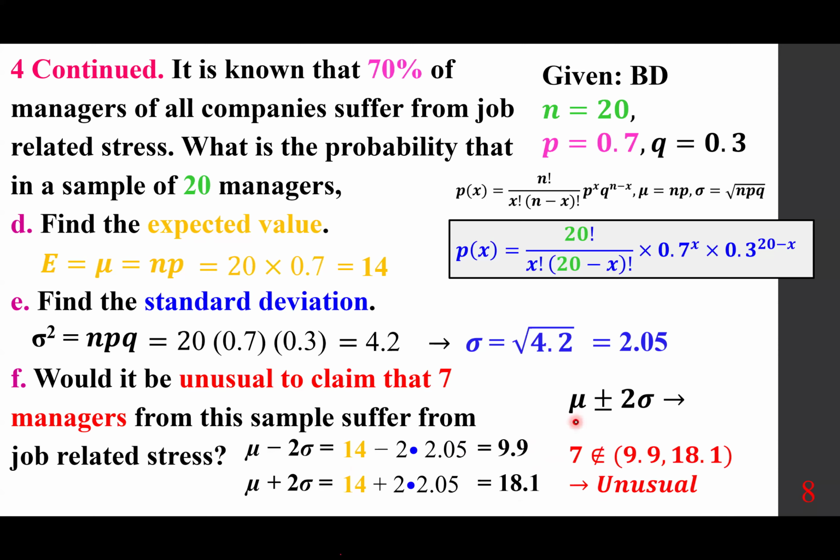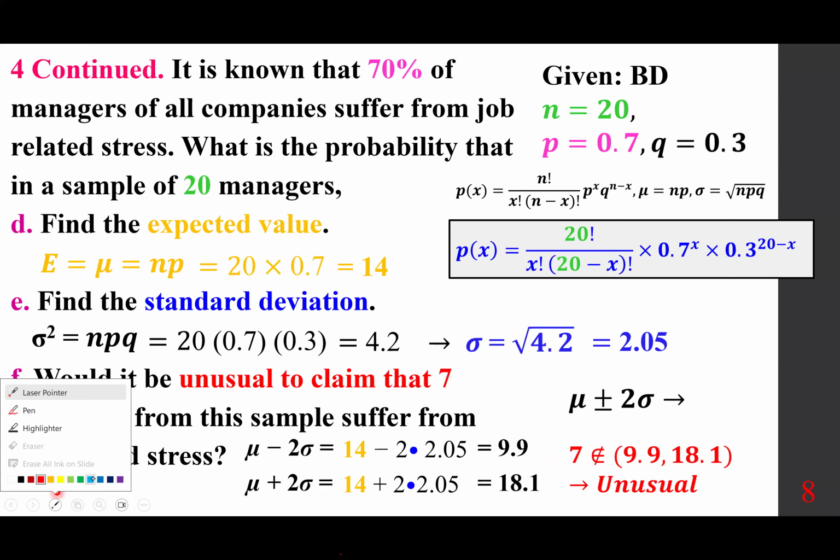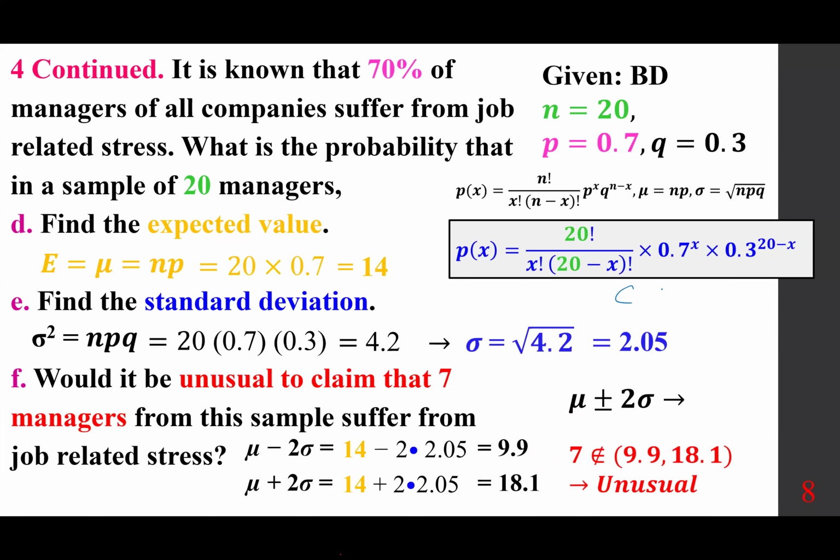See, this means an element of, and this means not an element of. 7 doesn't belong to this range of 9.9 to 18.1, so it becomes unusual. If it's in between, it is usual.